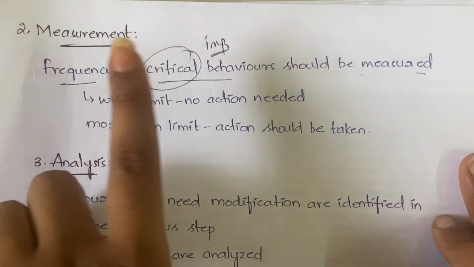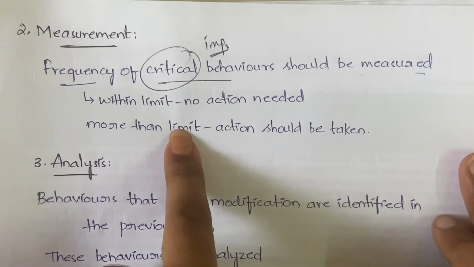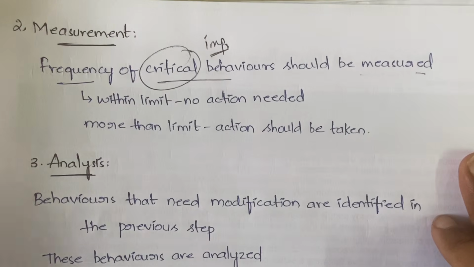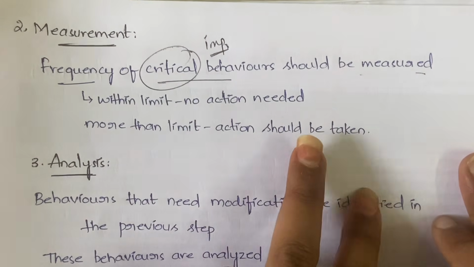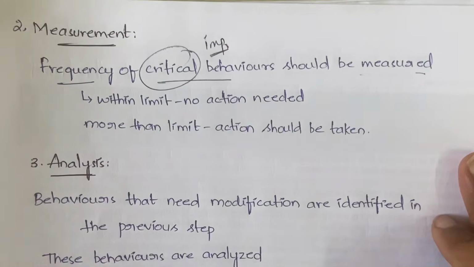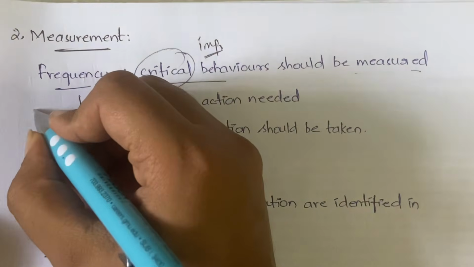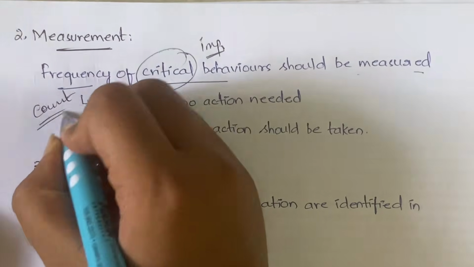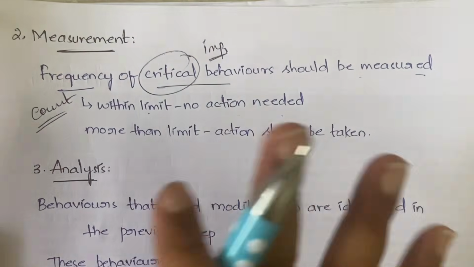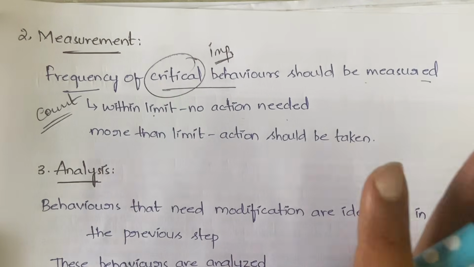If that count, if that frequency is more than the limit, if it is exceeding the limit, then you have to take necessary actions. What those necessary actions are, you will see in the next steps. Okay, so if this frequency, which is simply a count, is within the limit, then you need not do anything. If it is more than the limit, then you have to take some actions.